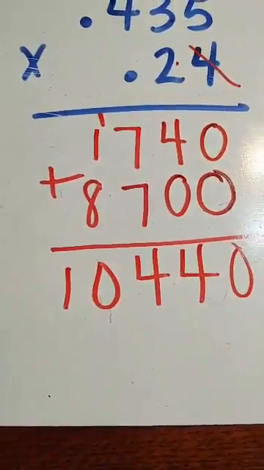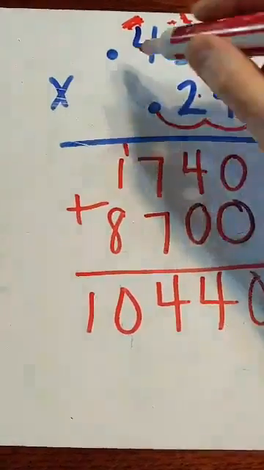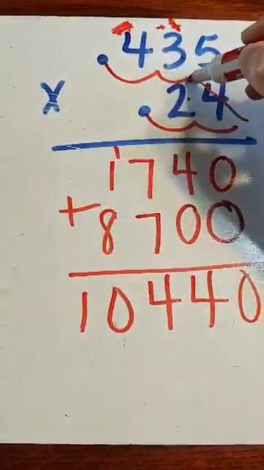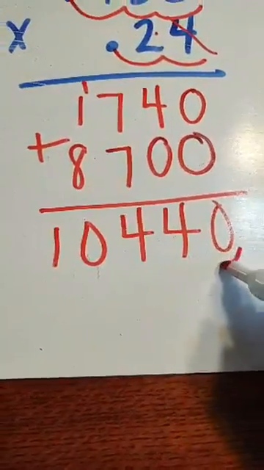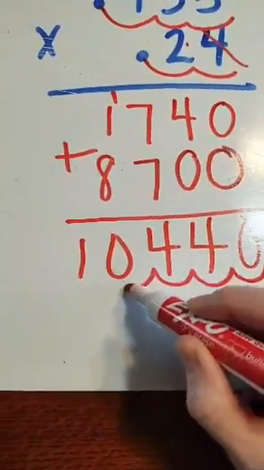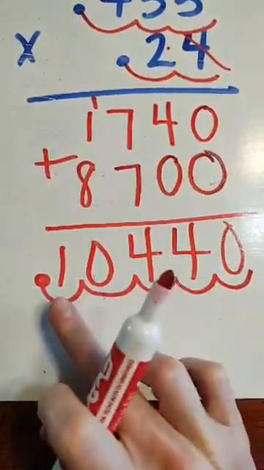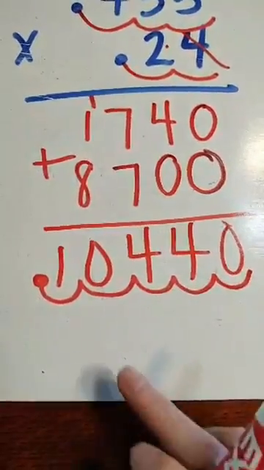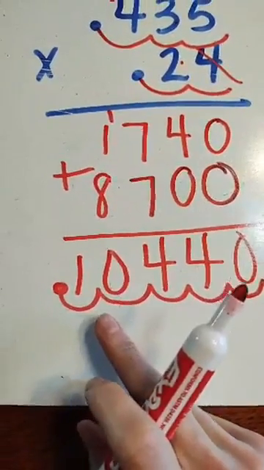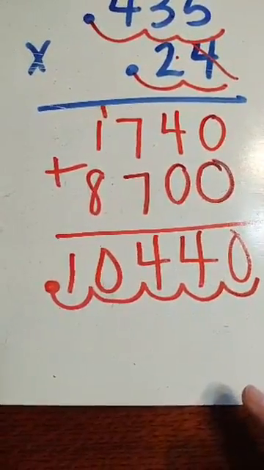I'm not done. I got to get my decimal places. 1, 2, 3, 4, 5. Wow, we have a lot of decimal places. Let's go down here on the right. 1, 2, 3, 4, 5. Wow, that is a big number. So we've got tenths, hundredths, thousandths, ten-thousandths, hundred-thousandths. So this is 10,440 hundred-thousandths. Wow, that's a big number.